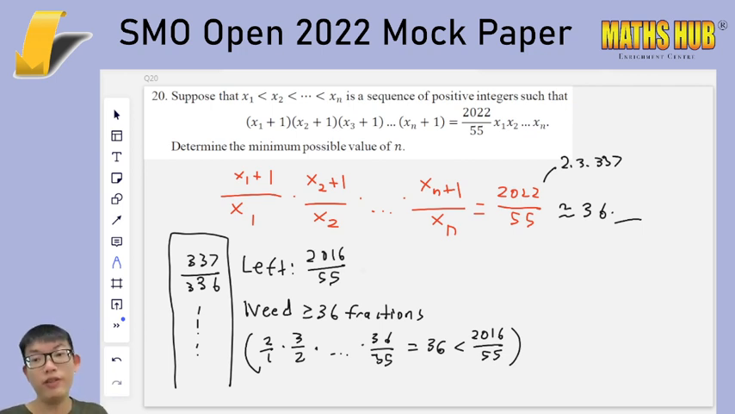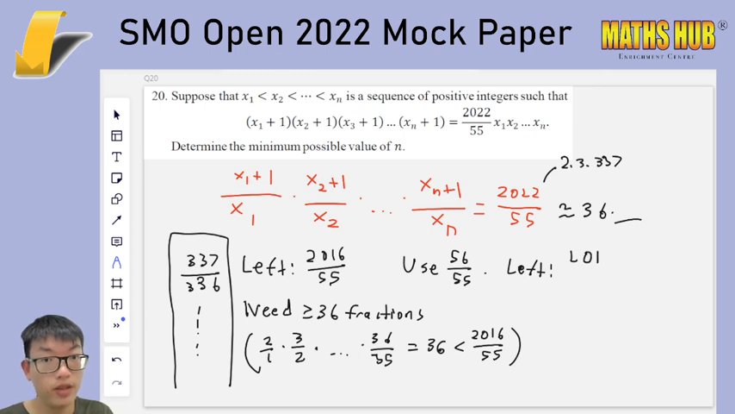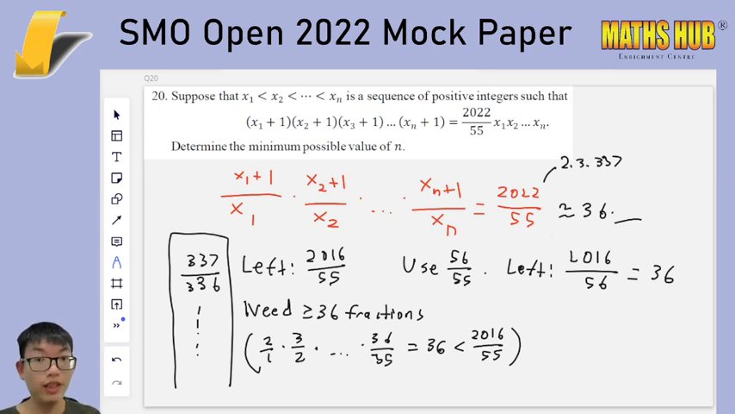And so what I would do is just use 56 over 55 as one of my fractions. Right? And if we use that, we are left with 2016 over 56. And 2016 over 56, conveniently enough, is exactly equal to 36. So that is perfect, because then you use 35 fractions for this. Right, these 35 fractions which I've just written below.